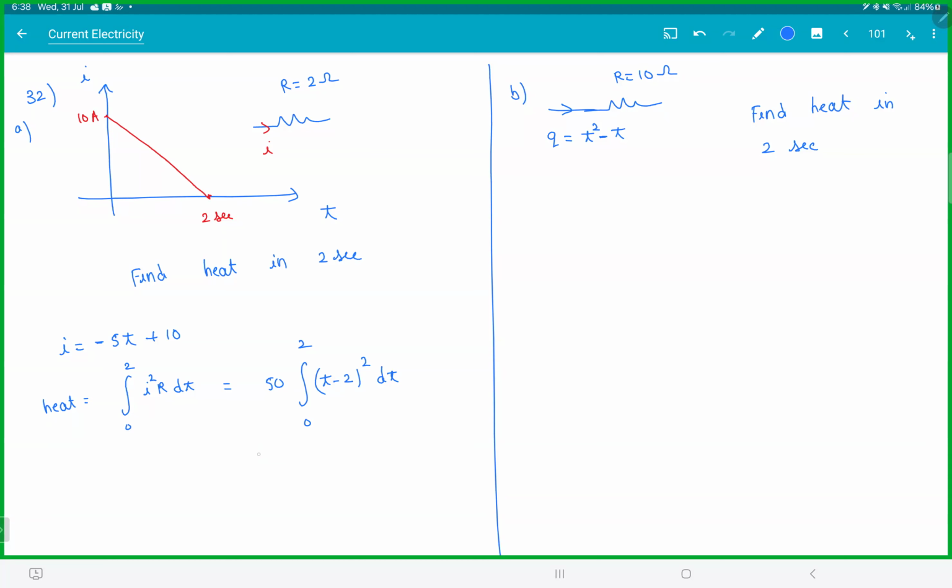None of you got the same answer, right? 80 by 3, 2800 by 3, 400 by 3, 1000 by 3. I thought I'd just write it down directly, but you made me do the work. Integrate. First thing is t square, so t cube by 3 minus 4t square by 2 plus 4t. Put 2 there, so 8 by 3. That was also 8 plus 8, so 8 by 3. This gives 400 by 3 joules.